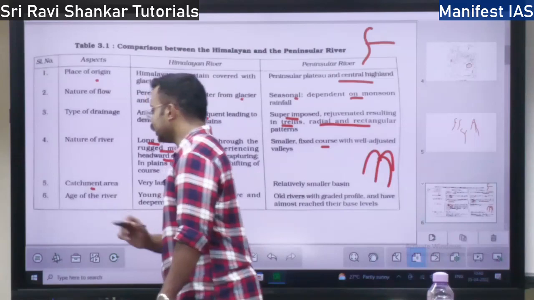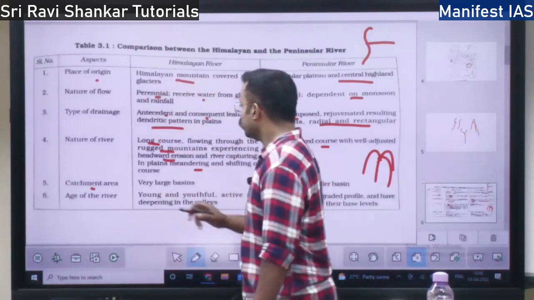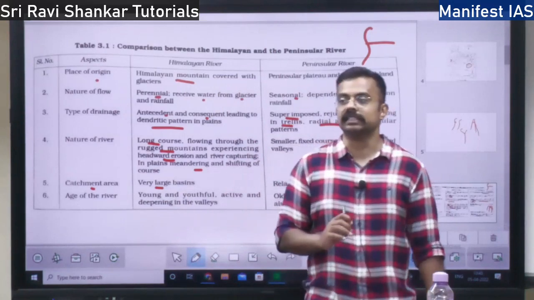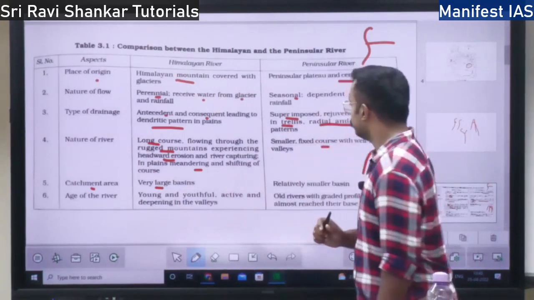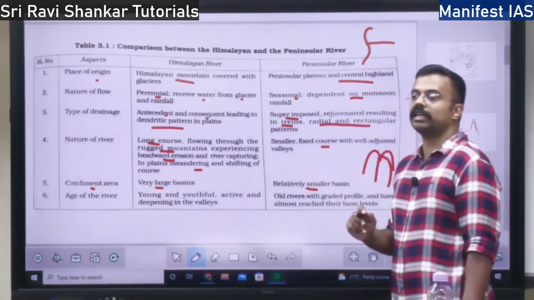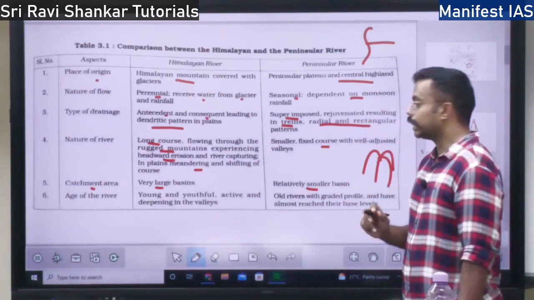And catchment area. What is the catchment area? So Himalayan rivers have very large basins. Big basins it will be having, whereas peninsular rivers will be having very small basins, right?